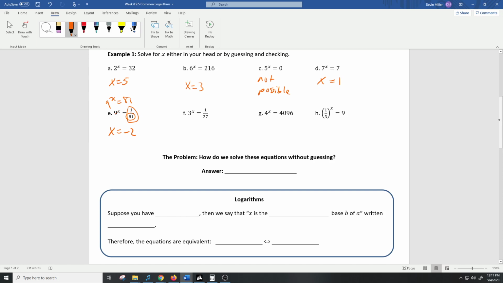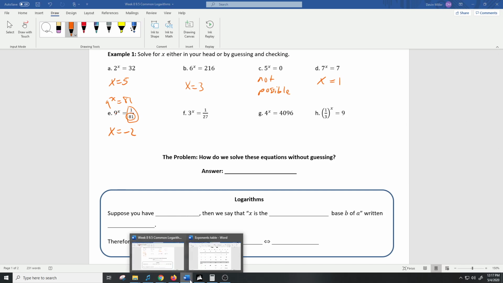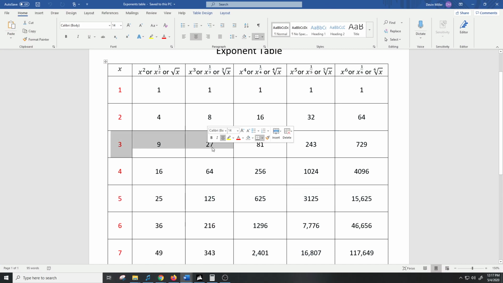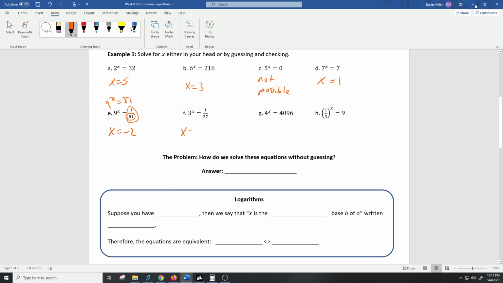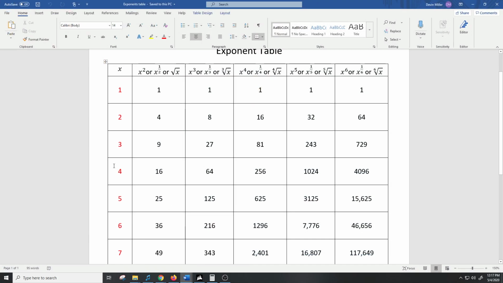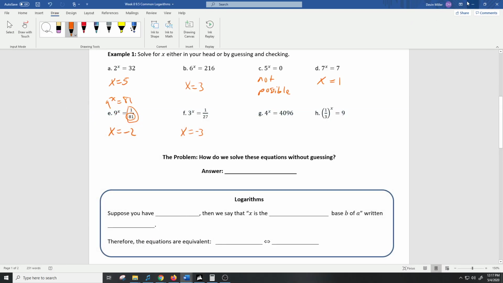Same thing for part F. 3 to what power gives you 1 over 27? Well, to get 27, we would need 3 to the, what gives you 27? That'd be 3rd power. So it's not 3, it is negative 3. All right, G, 4 to what power gives you 4096? Look at the table. 4096 is 6. So that's x equals 6.